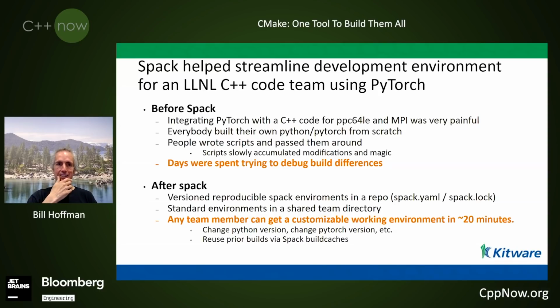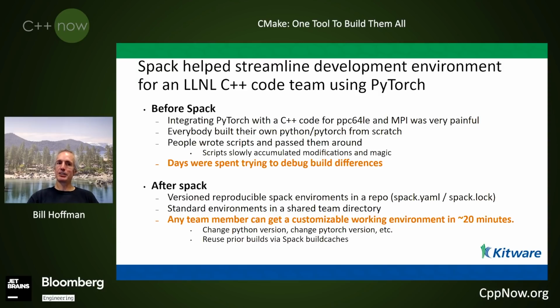So here's an example that the Spack team showed me. Spack helped streamline development for a LANL C++ code team using PyTorch. Before Spack, integrating PyTorch with the C++ code for PowerPC 64LE and MPI was very painful. Everyone built their own Python and PyTorch from scratch because it was this unique architecture. People wrote scripts and passed them around. Scripts slowly accumulated modifications and magic. Days were spent trying to build and debug the differences.